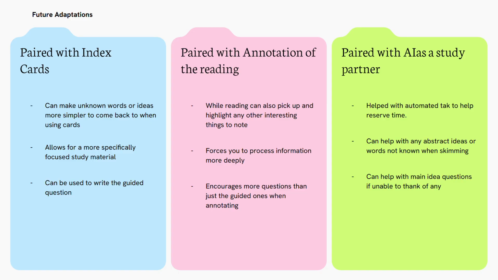Another option is pairing it with annotation. So while you're reading, you could annotate. You could pick up and highlight any other interesting things to know, make it more thorough. It forces you to process information more deeply and encourages more questions than just the guided ones you first wrote when you first surveyed. It can also be paired with AI as a study partner. It can help with automated tasks, it can help with abstract ideas you may not know about, and can help think of some guided questions if you do not know any.